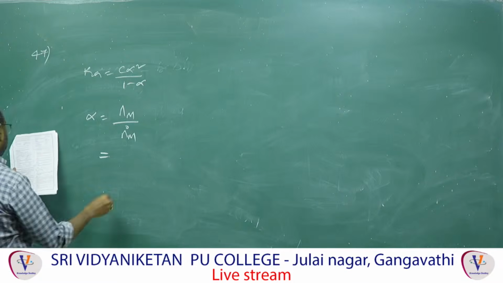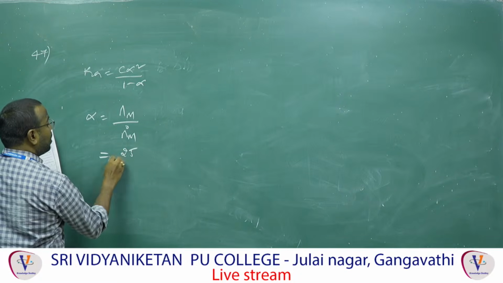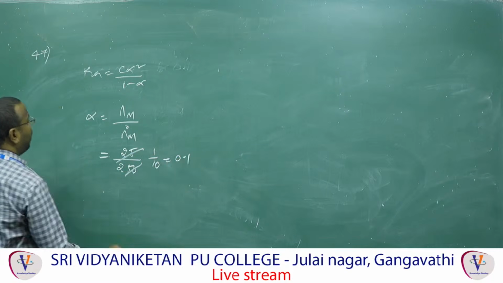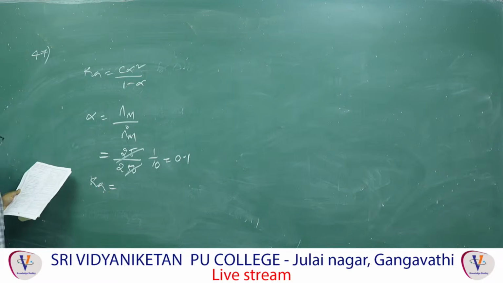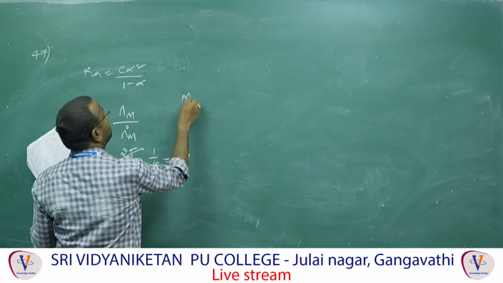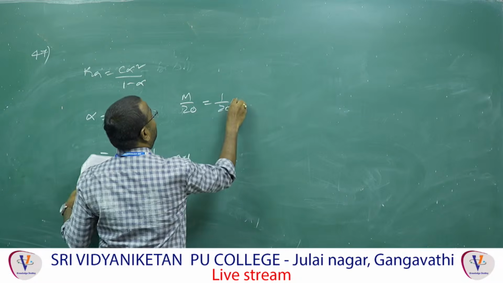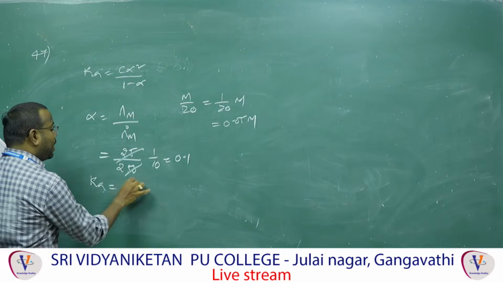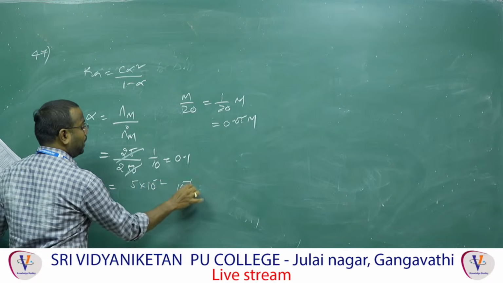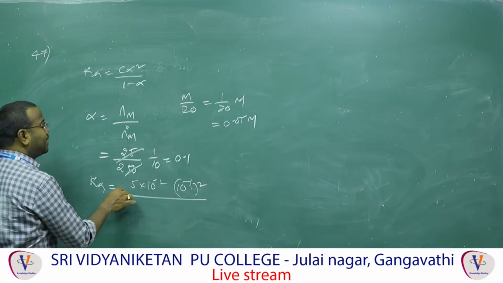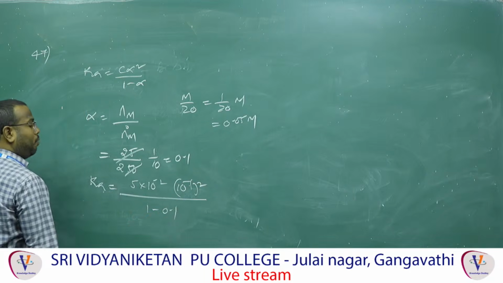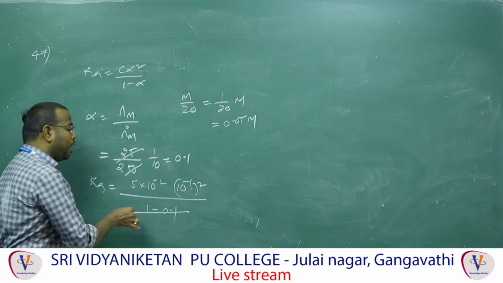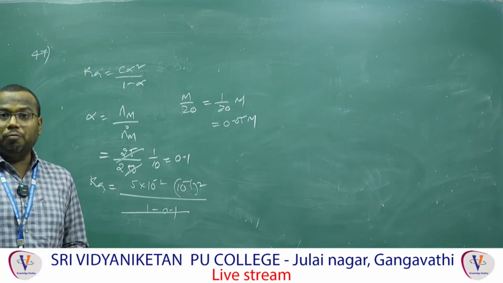Lambda m we have 25, lambda naught m is 250, so 1/10, which is 0.1. If I substitute everything there, the concentration of the solution is M/20, which means 1/20 molar, which is 0.05 molar. So 5 into 10 to the power minus 2 into 10 power minus 1 whole square by 1 minus 0.1, which is 5 into 10 power minus 4. If we ignore the denominator, therefore the answer is option number 2.